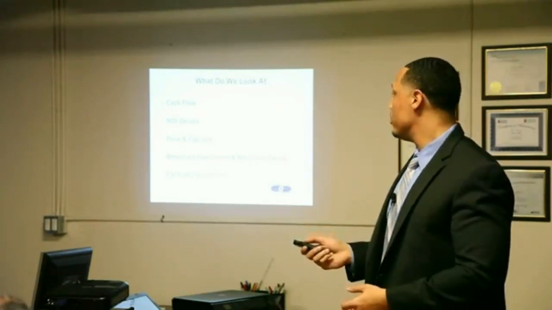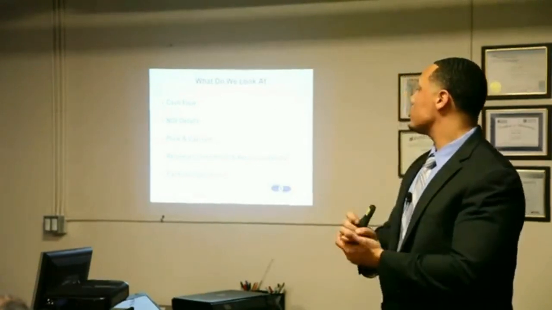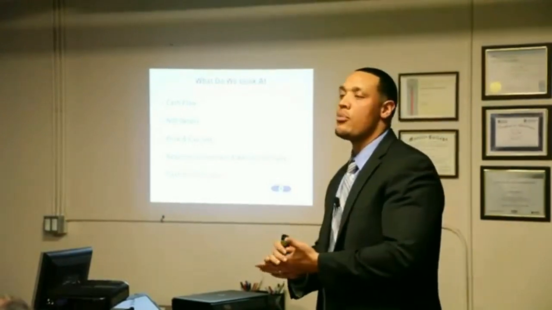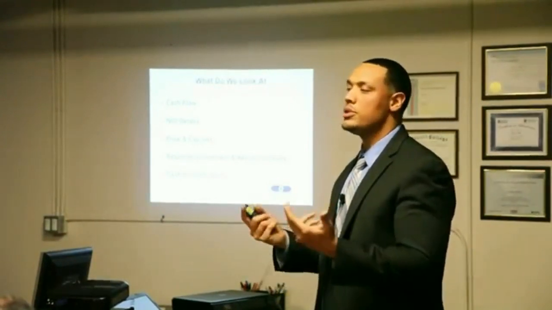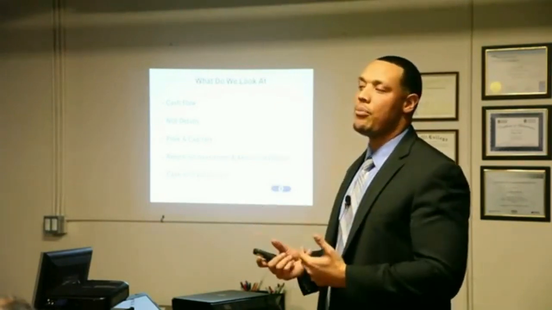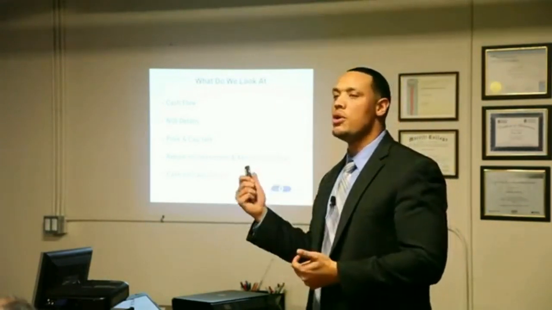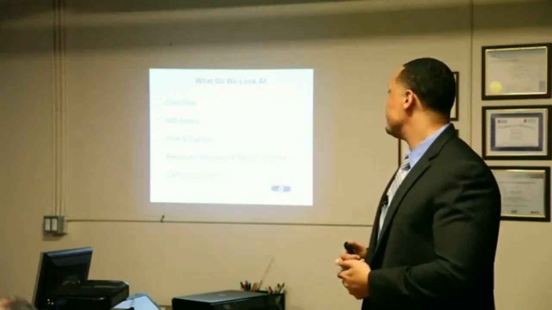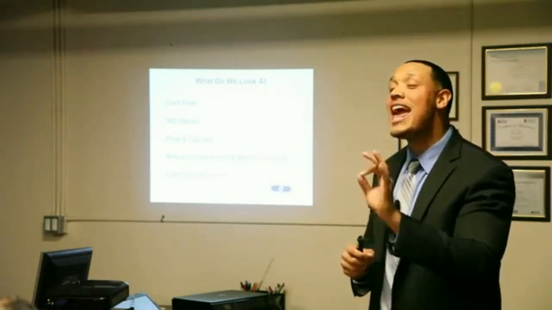It's real simple. In order to get the cash flow, we look at what's called the NOI details. NOI is net operating income, and the details surrounding that. That helps us to evaluate a property. Also, obviously, we look at the price as it relates to the cap rate. Cap rate stands for capitalization rate. I'll go into that. Return on investment and return on equity.